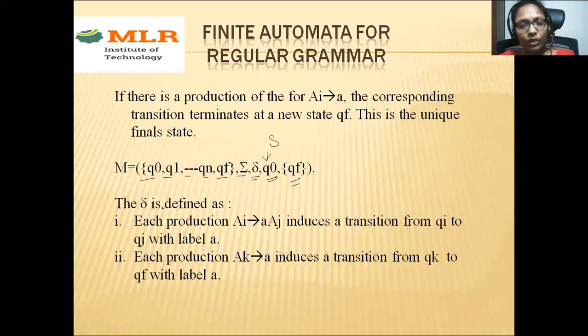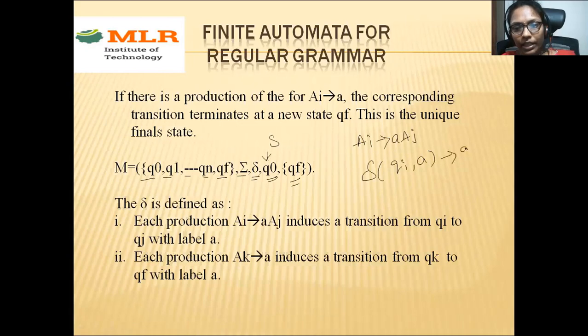Now delta is defined by each production. Ai tends to aAj induces a transition. What is the meaning of this? Qi on a is going to Qj. That is the meaning of this production rule: Qi on a goes to Qj.